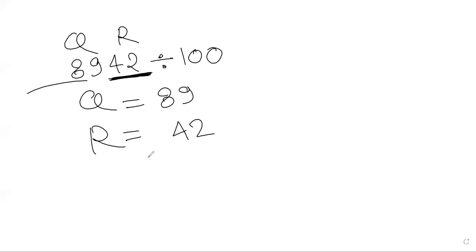Did you get the rule? How to divide a number by 100? In 100, the last two digits are 0. So the last two digits of the dividend will be remainder and the remaining digits will be quotient.